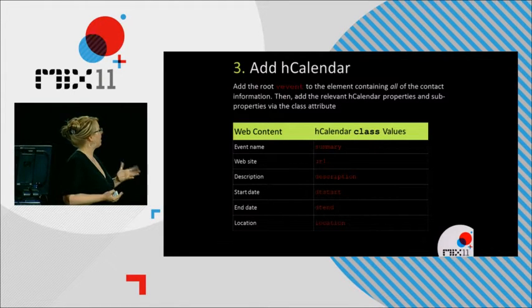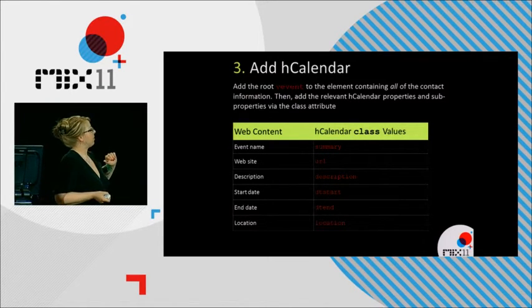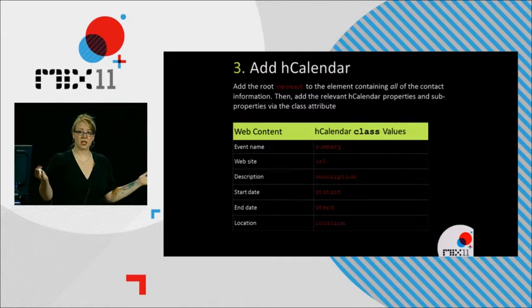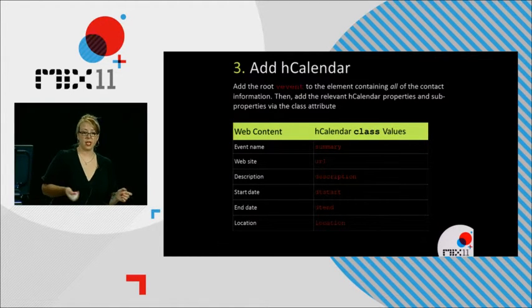Now, in that example, I had an event name, a website, description, start date, end date, and then a location. And so the corresponding hCalendar class values are summary for event name, URL for website. If you recall, that's the same property that we used for the URL in hCard. Description, dtstart is the start date, and dtend is the end date. And then finally, location for the location.